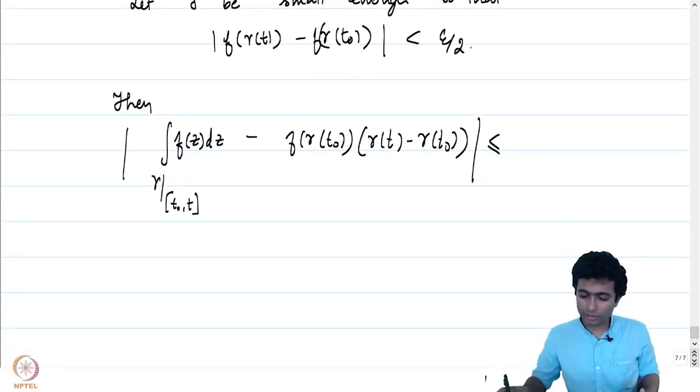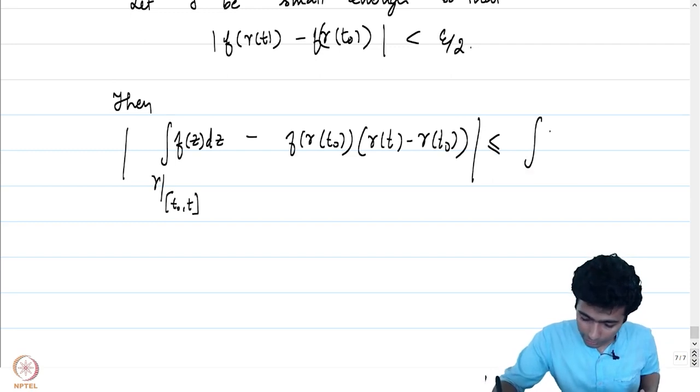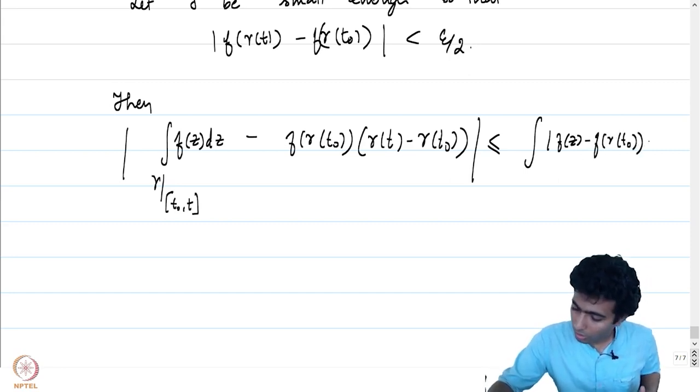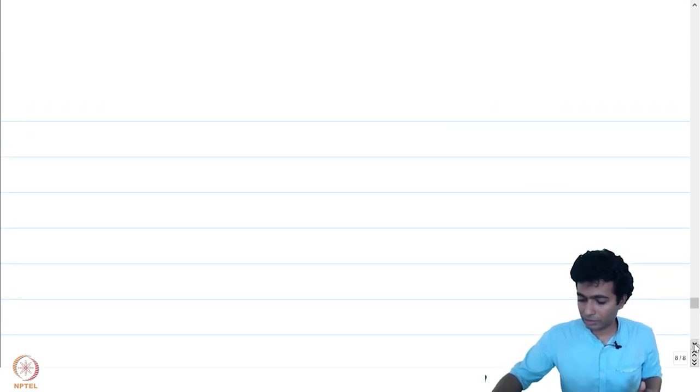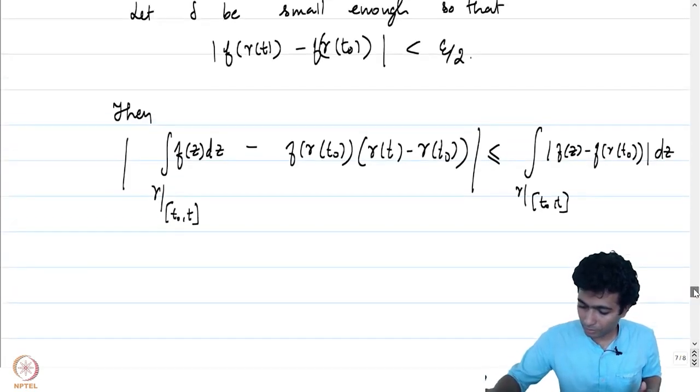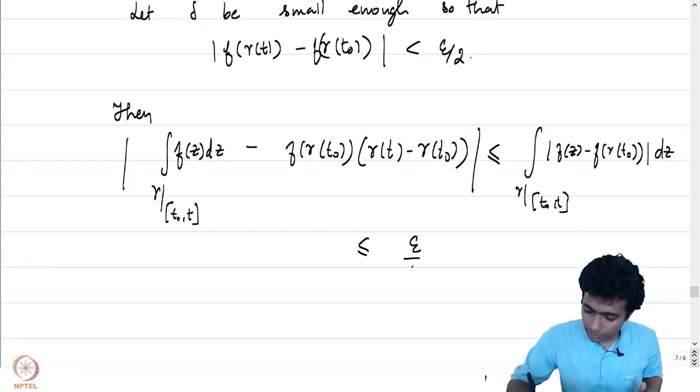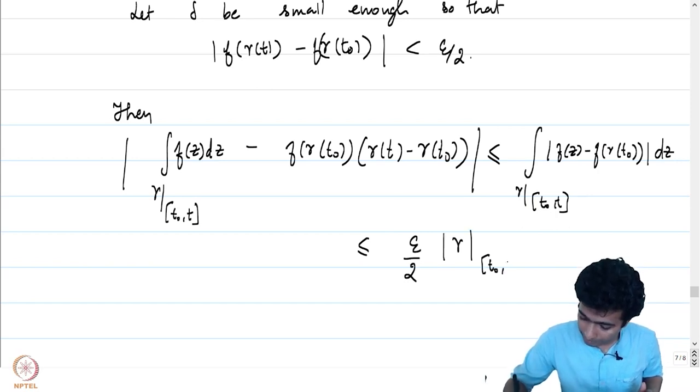This is going to be less than or equal to the integral of the absolute value of f of z minus f of gamma of t naught, dz over gamma restricted to t naught comma t. And we know that this is less than or equal to epsilon by 2 times the arc length of gamma restricted to t naught comma t.